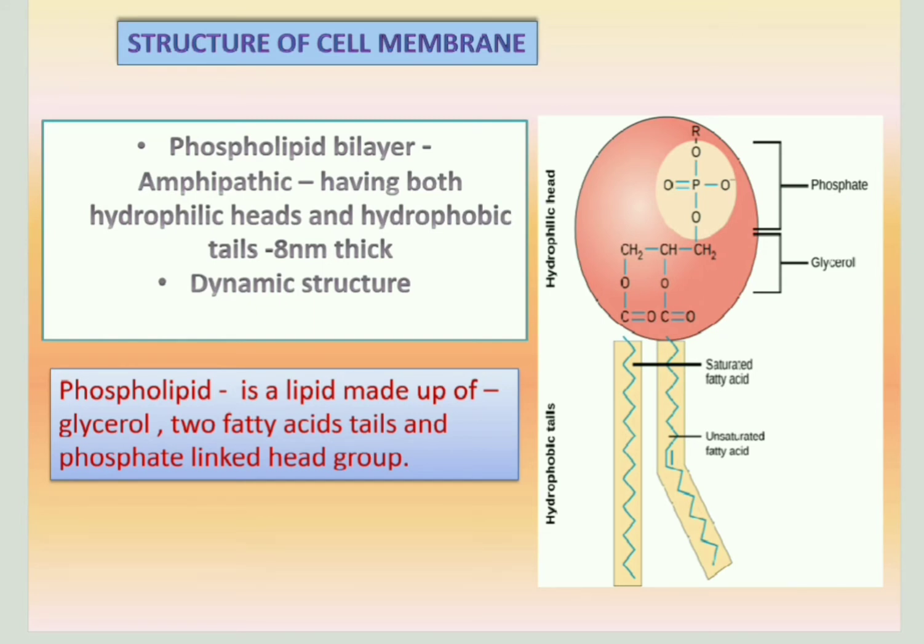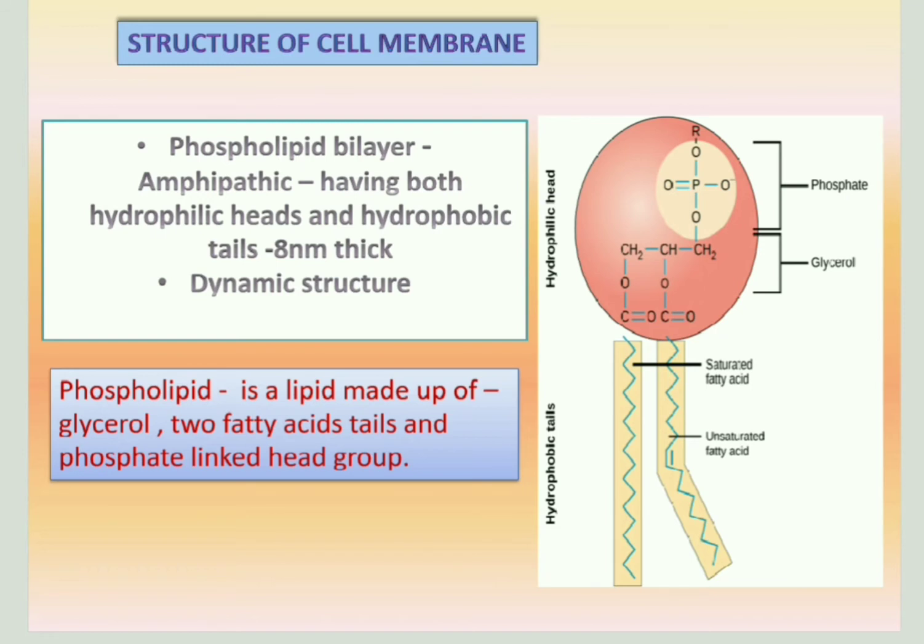Then it is a dynamic type of structure. The phospholipid bilayer means two layers of phospholipid are there in the structure of the cell membrane. But what is this phospholipid? It is a lipid. Lipid is what? It is a biomolecule. The endoplasmic reticulum helps in the synthesis and transmission of this along with the proteins. We have already seen this in the previous video.